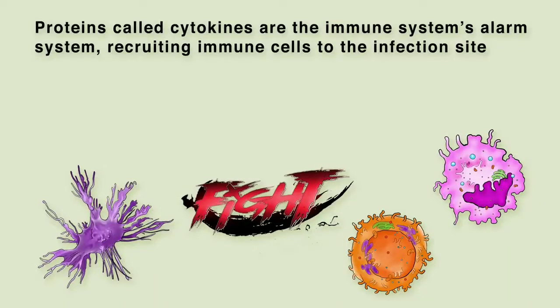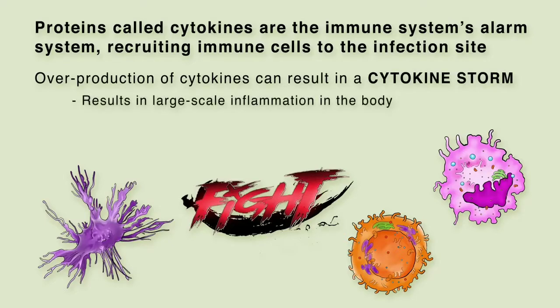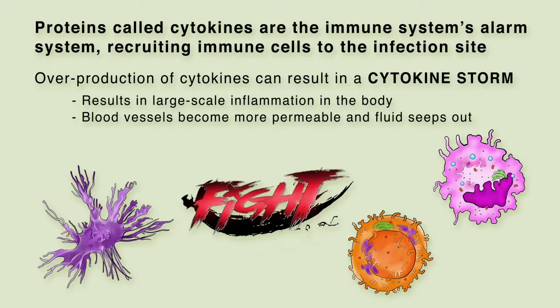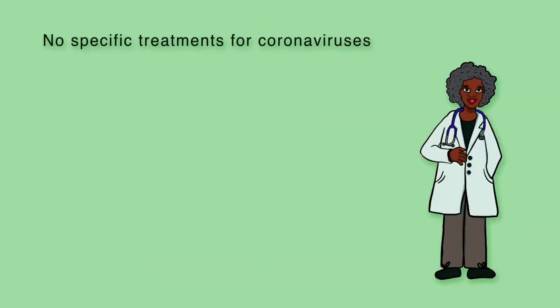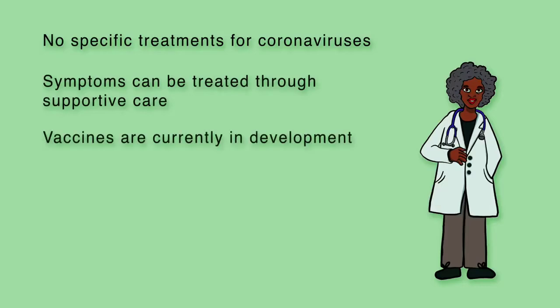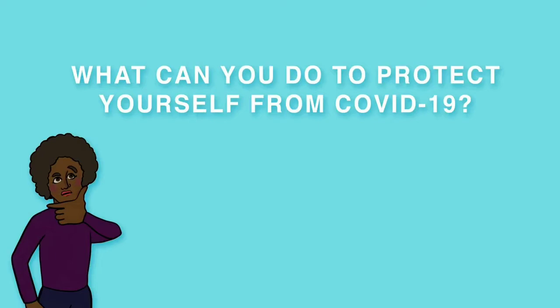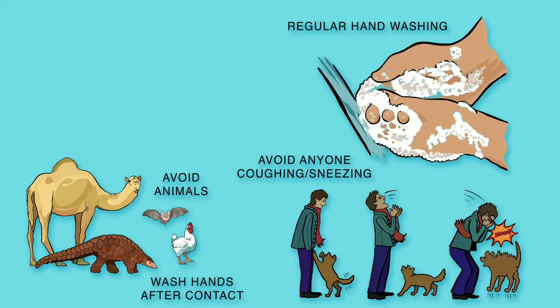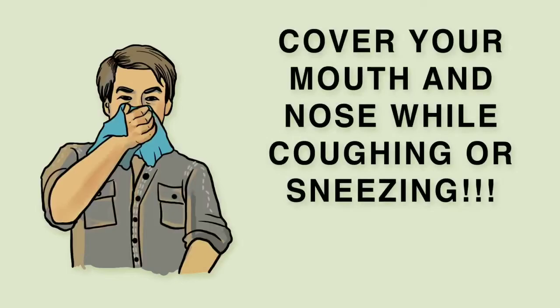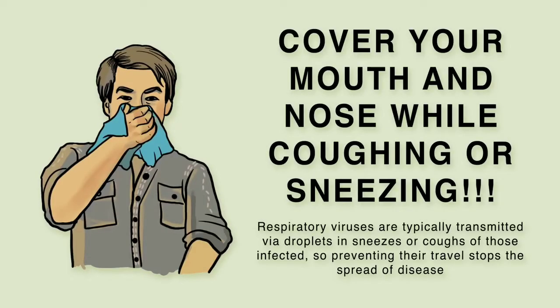Check it out. Proteins called cytokines are the immune system's alarm system, recruiting immune cells to the infection site. Overproduction of cytokines can result in a cytokine storm, where there is large-scale inflammation in the body. Blood vessels become more permeable and fluid seeps out. This makes it difficult for blood and oxygen to reach the rest of the body, and can result in multi-organ failure. This has happened in the most severe cases of COVID-19. Although there are no specific treatments for coronaviruses, symptoms can be treated through supportive care. Also, vaccines are currently in development. So, what can you do to protect yourself from COVID-19? Advisories vary in different countries, but the basic protocol comes down to regular hand washing, avoiding close contact with anyone coughing or sneezing, avoiding unnecessary contact with animals, washing hands after contact with animals, thoroughly cooking meat and eggs prior to consumption, and covering your mouth and nose while coughing or sneezing. Respiratory viruses are typically transmitted via droplets in sneezes or coughs of those infected, so preventing their travel stops the spread of disease. Coming soon.